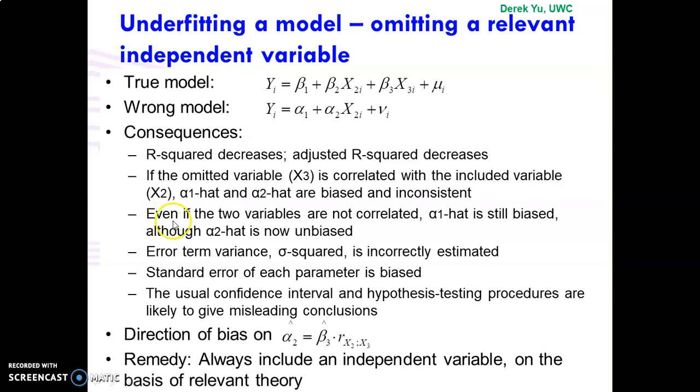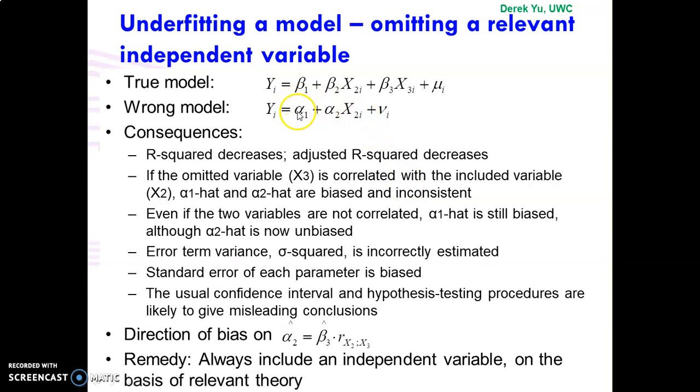Okay, now I want to go back to the second and the third bullet point. Now we already know x3 is a relevant explanatory variable, and we exclude it, then we commit underfitting in the wrong model. But now I want to know whether x2 and x3 are strongly correlated, because the answer of this question would have an impact on these constant and slope parameters. So let's look at this case, the worst case. If x3, the omitted variable, is correlated with the included variable x2, then both the constant and slope parameter are biased and inconsistent. Then it means game over.